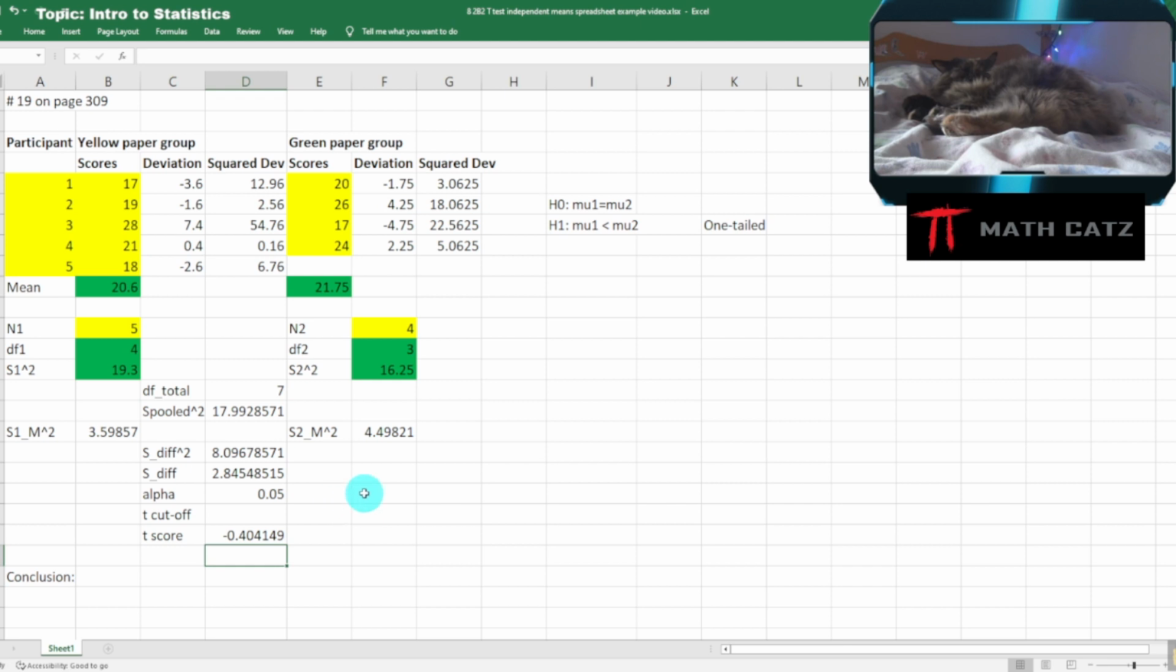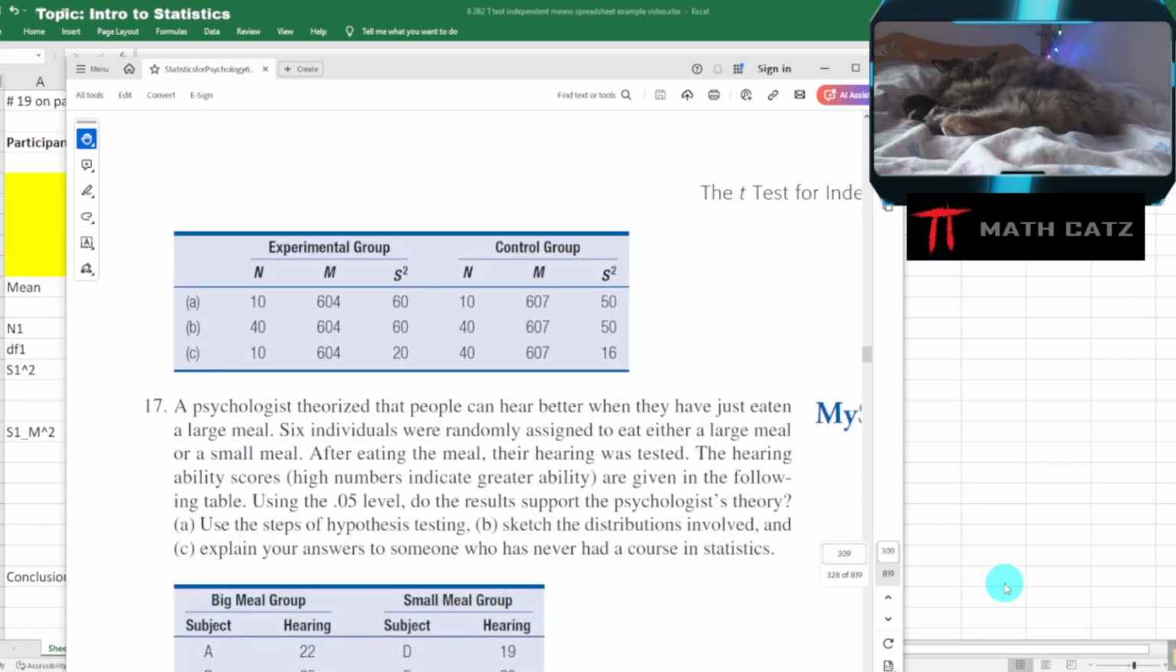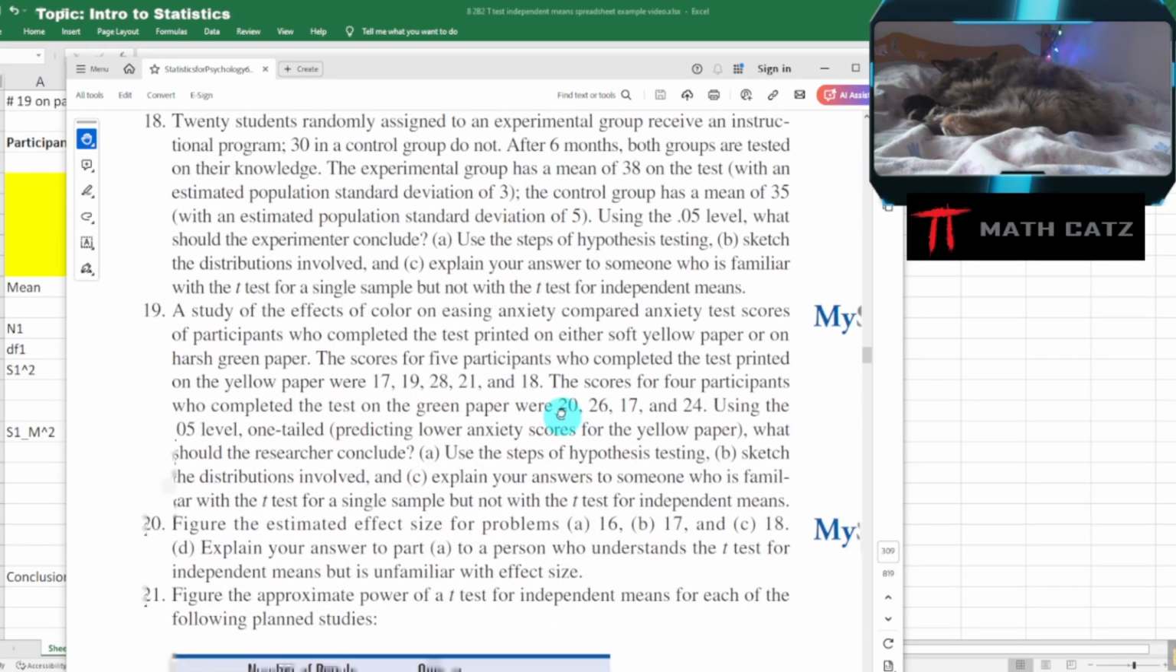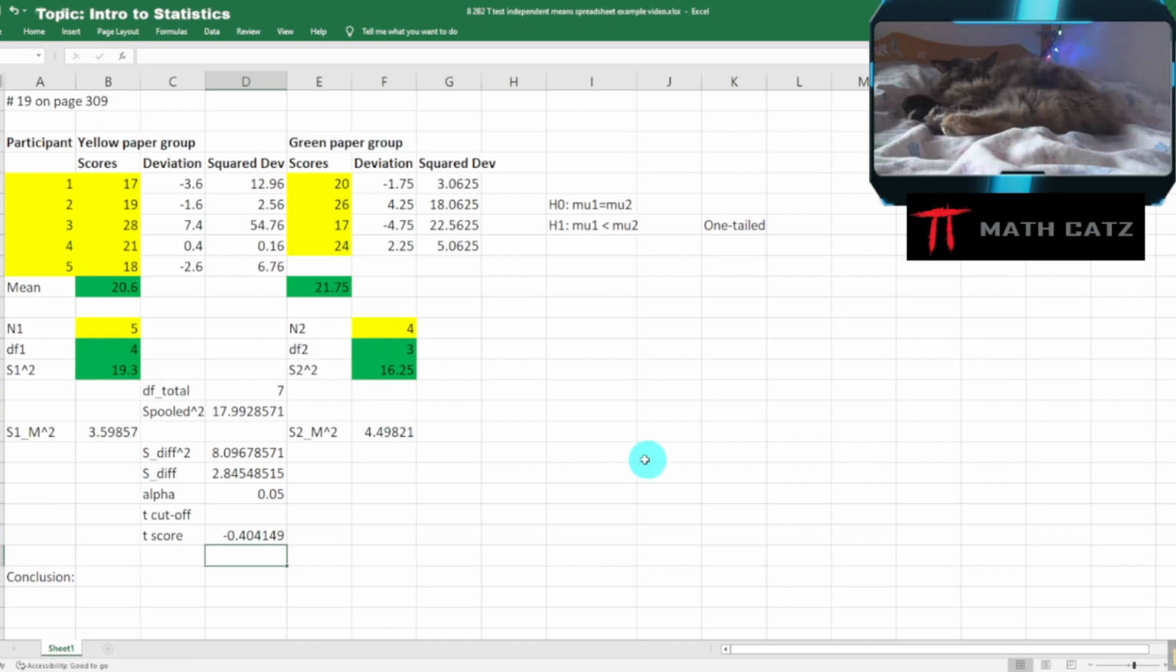So there we go. So now I want to go and double check on page 309. To go double check what my alpha is. Oh, it was 0.05, so that's good. All right. So we'll put in a 0.05 there. That's correct. Now my cutoff is, so I want to, right, let's rewrite this.